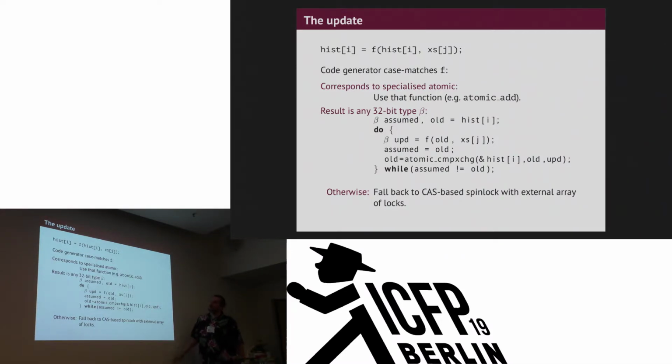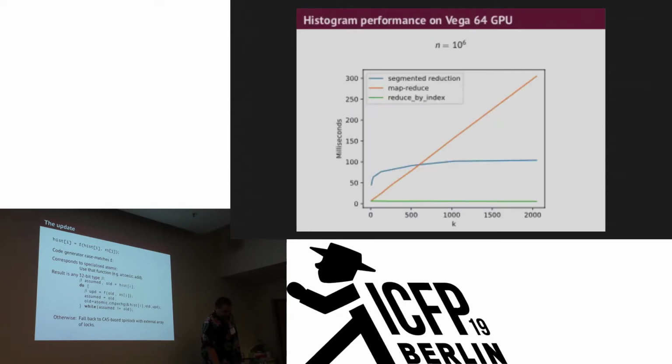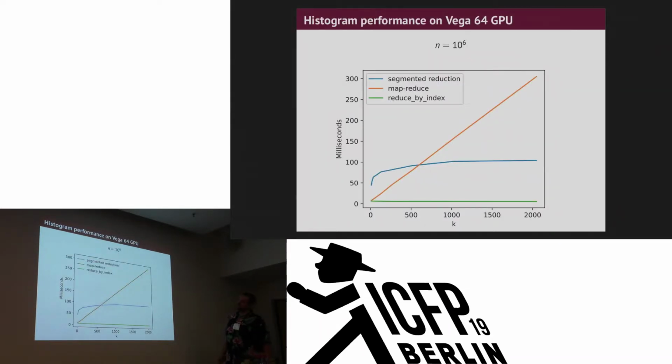In the absolutely worst case, if f is something completely nasty or some weird type that doesn't have any efficient implementation, then we fall back to your usual spin lock with compare and swap instructions, which is pretty expensive, and you need an external array of locks to synchronize it. But you can make it work, and it will be deterministic and safe and all that.